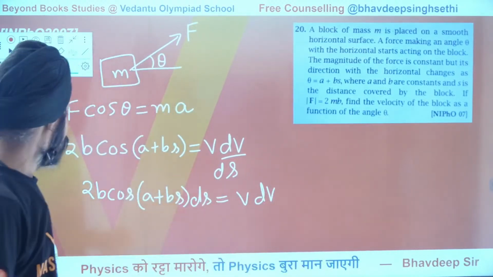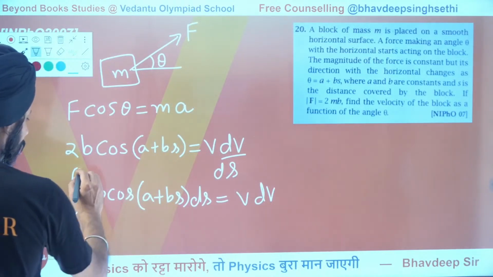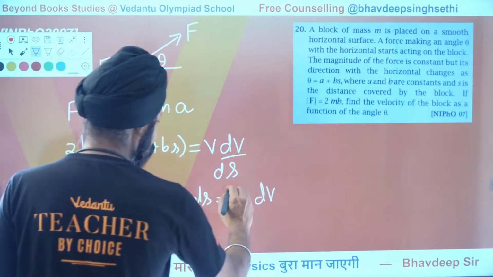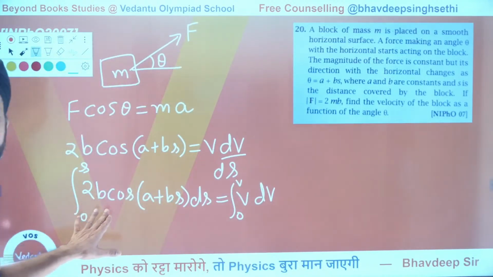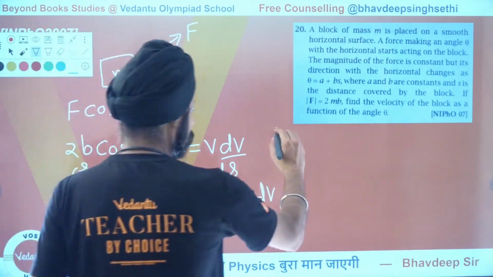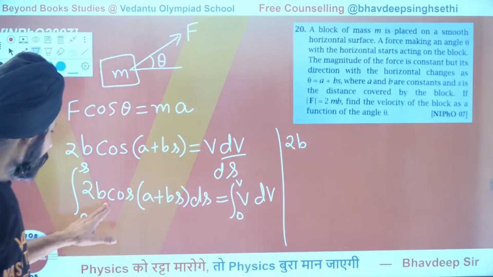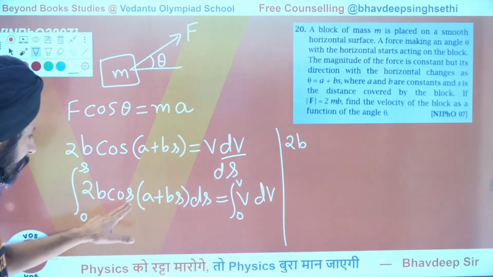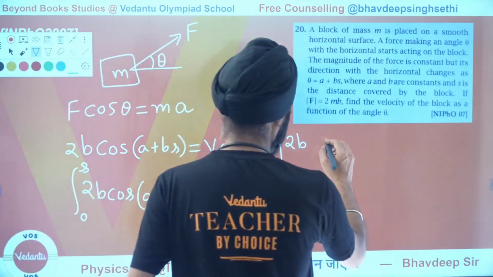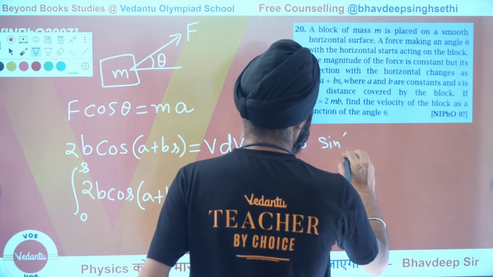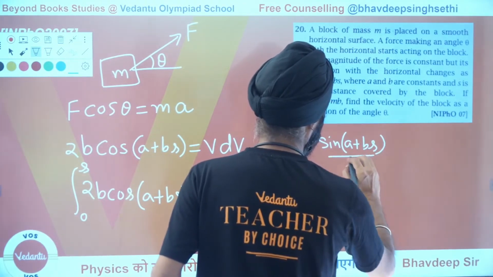So first of all, I have to integrate here. So what are the limits here? Starting with 0, I reach a position s. Starting with the velocity of 0, I reach the velocity of v. Now 2b is a constant. I take it out. So what I get on the left hand side is 2b as a constant. And then what is the integration of this? This is sine of a plus bs divided by b. So what I'll get is sine of a plus bs divided by b.